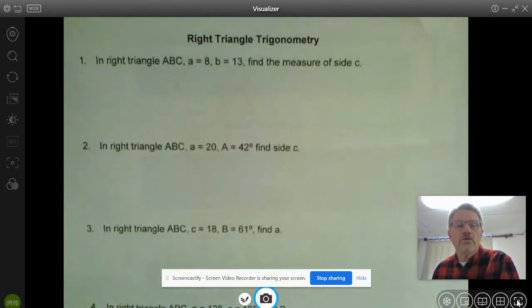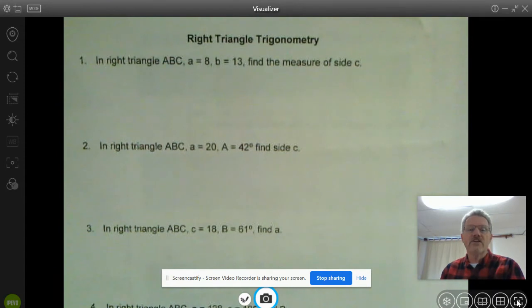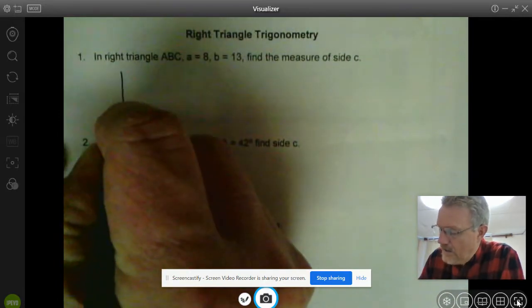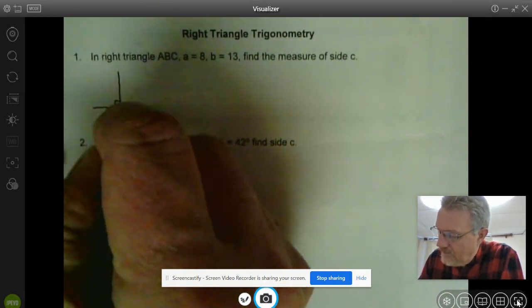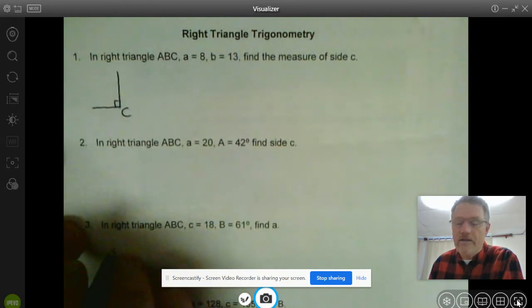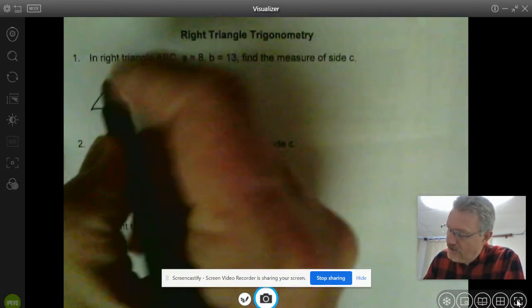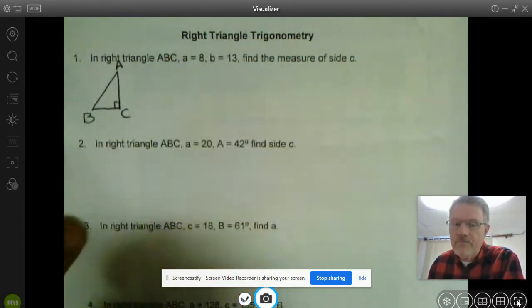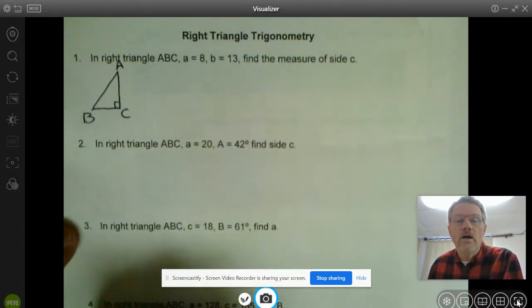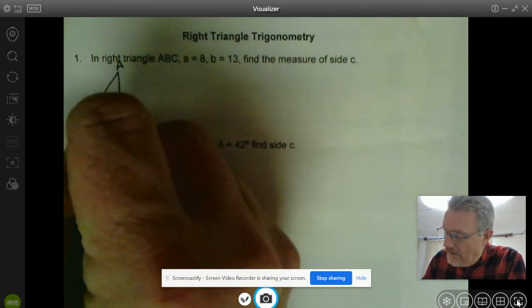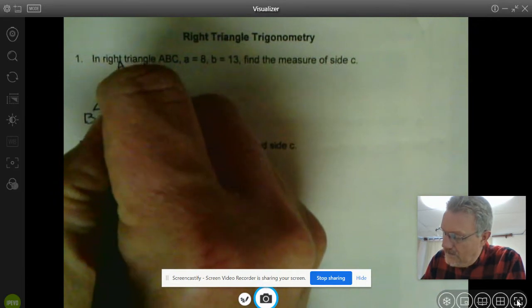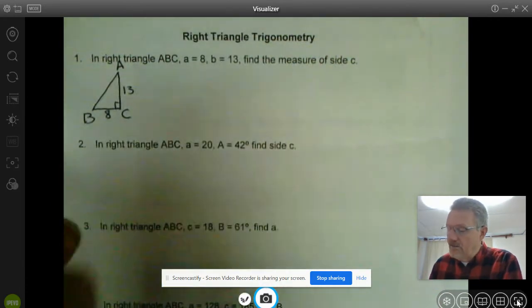All right, so the first question is: in right triangle ABC, A is 8, B is 13, find the measure of side C. I want C to be the right angle. That's capital C. So to get a triangle, I've got to go in a counterclockwise direction, ABC. A is the side across from angle A, B is the side across from angle B, and I want to find the measure of C.